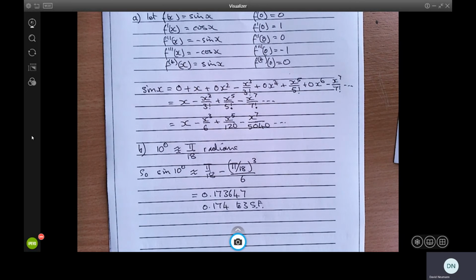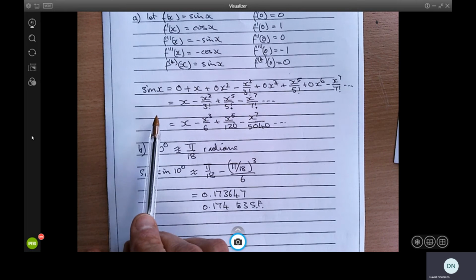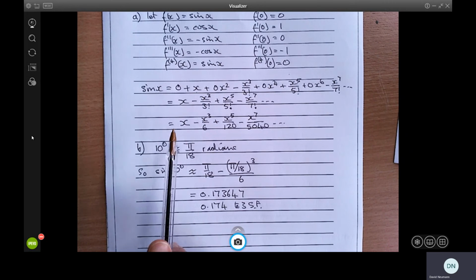So there is a use of the general formula for Maclaurin series to derive the Maclaurin series for sine, and then to use that Maclaurin expansion to give an estimate.